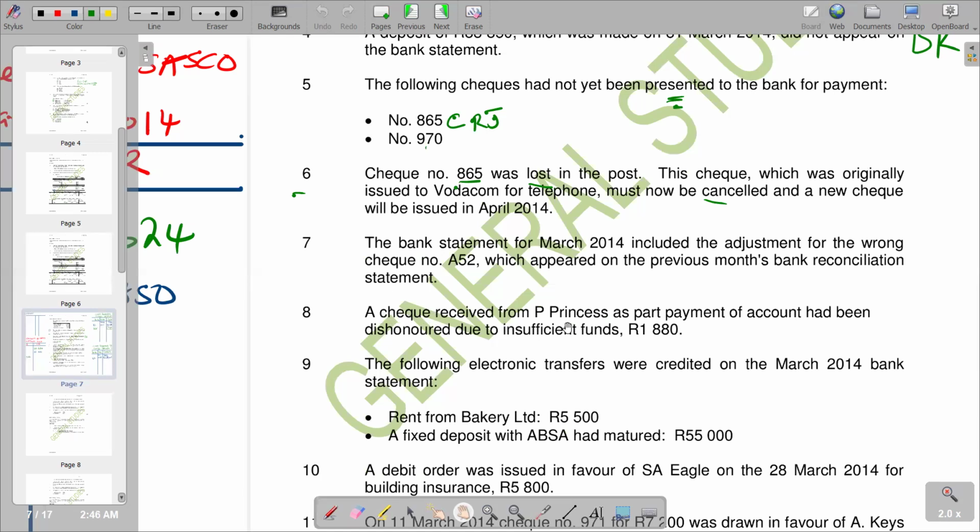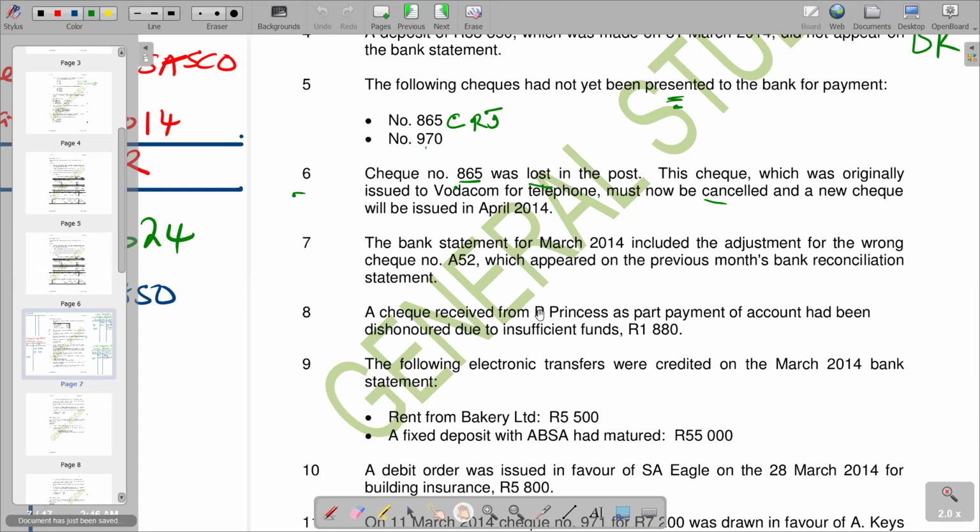A check received from P Princess as part payment of account had been dishonored due to insufficient funds. That is 1,880. So remember, when a check is dishonored, it means it wasn't processed. But in our books, as we issue that check, it was recorded. This one we received it from P Princess. So the moment that we received it, it was recorded in our books. But when it reached the bank, it was rejected. So it means we need to remove it in our books.